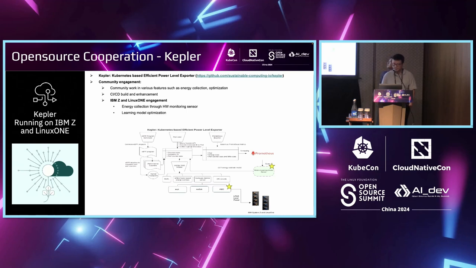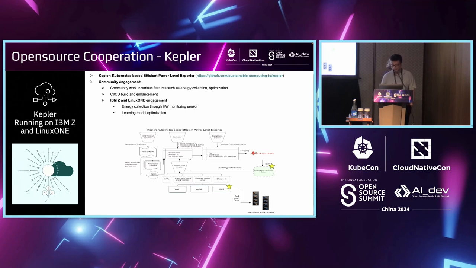Kepler stands for Kubernetes-based Efficient Power Level Exporter. It aims to use technology like eBPF, which I think everyone might know, a very innovative technology that can capture data from the kernel. Currently they're doing linear regression, but they are going to add more models. It calculates the energy use or carbon emissions for you, so you can optimize the scheduler and the way you handle your workload.